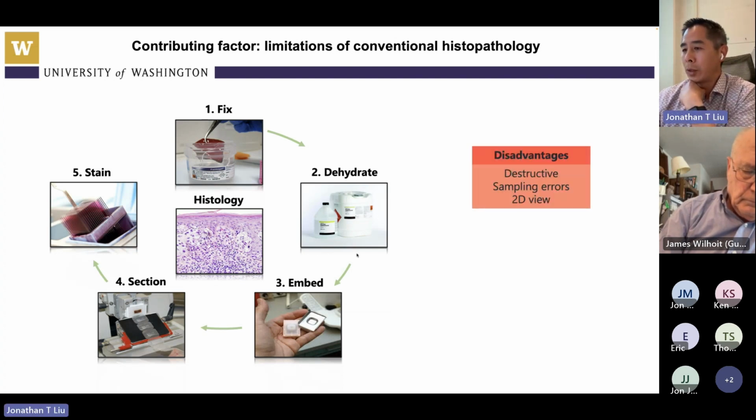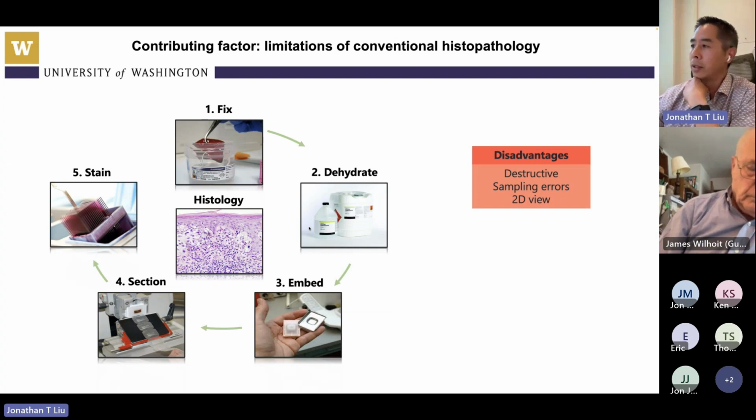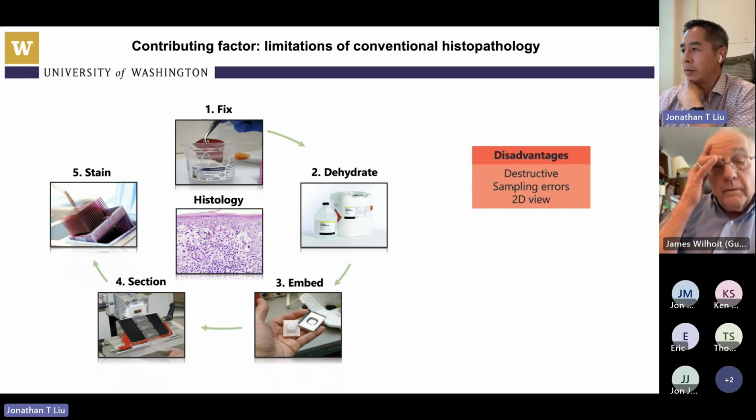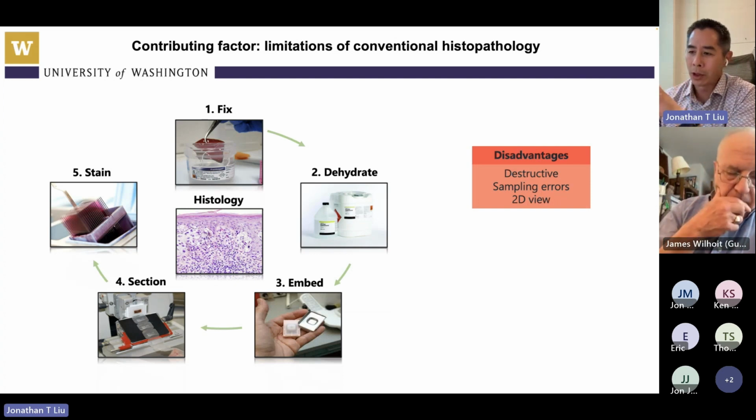This is a destructive process. We like to maintain those biopsies and valuable tissues for downstream assays, as I mentioned, sequencing and other assays. But this is a process that's slowly destroying the tissue as you cut through it. There's severe sampling limitations. They usually only look at a few thin tissue sections out of a biopsy or surgical specimen. That represents at most 1% of the tissue, usually much less than 1%.